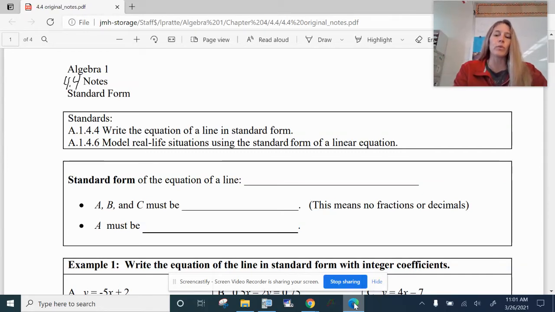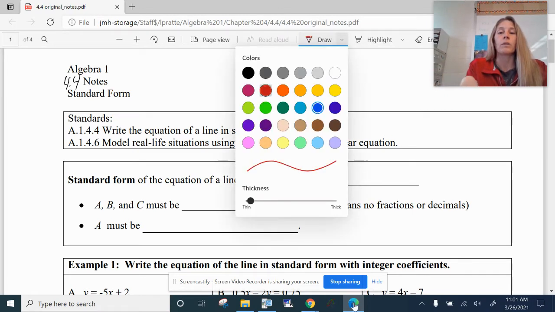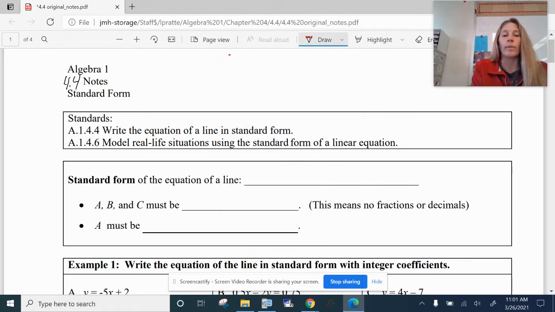Okay, so today we are moving on with lesson 4.4, which is going to go over how to write the equation of a line in standard form. So, starting out, let's talk about standard form.